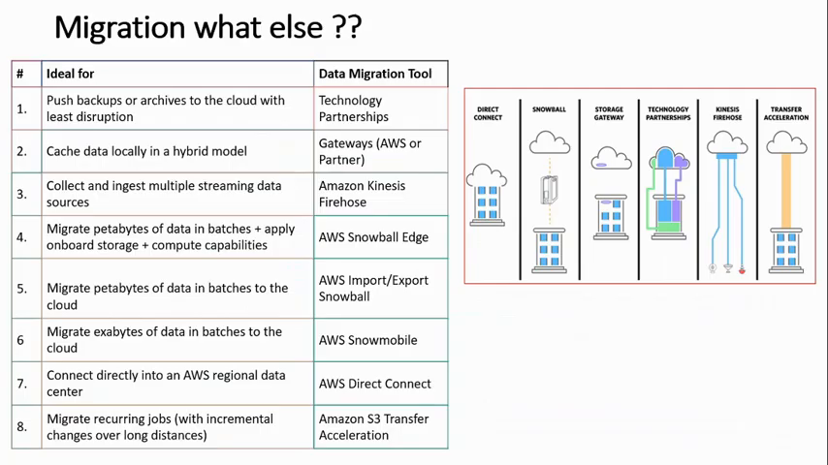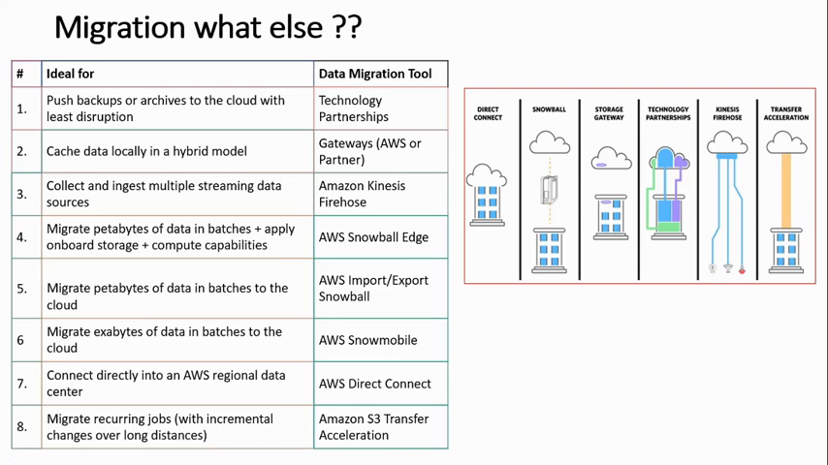So we discussed all the migration techniques and tools. What else? Is that the end of the migration process, or are there more? You remember my AWS Solution Architect course, right? I have discussed storage gateway. We have discussed Snowball, AWS Import/Export, or S3 import, Direct Connect, right? So these are also some of your migration tools.